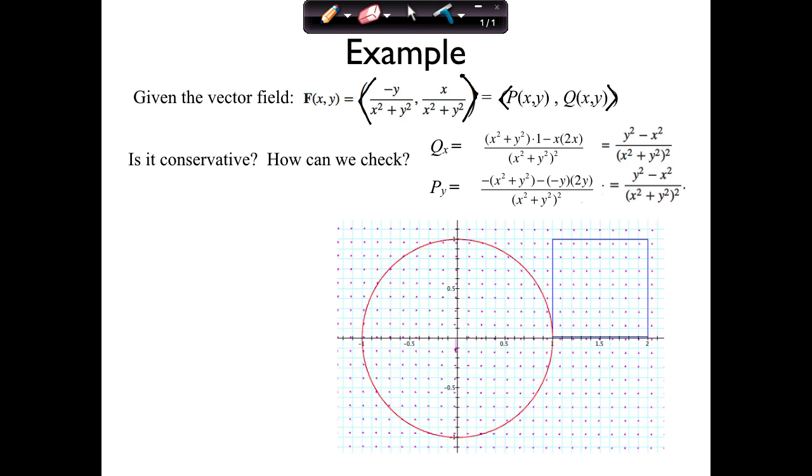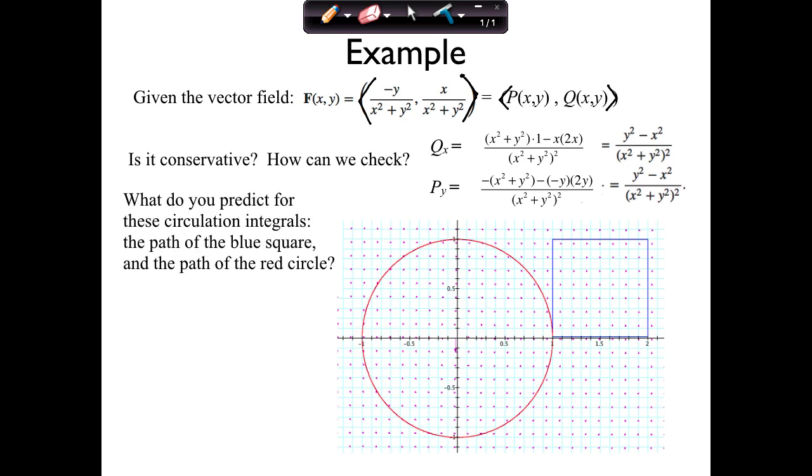So here's two paths in this vector field. I got a square path from 1 to 2 and up to y equals 1. And then I got the unit circle. What do you predict for these two circulation integrals? The path of the blue square and the path of the red circle? 0, right? Expect 0.